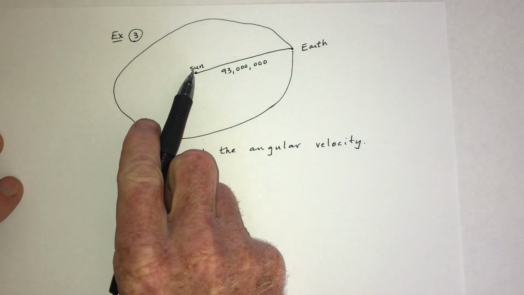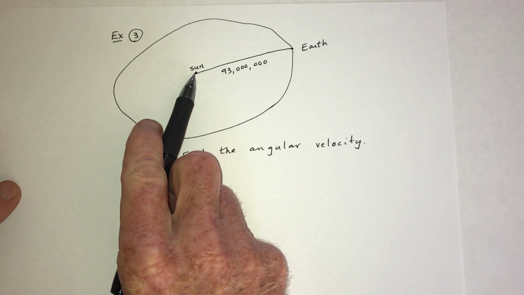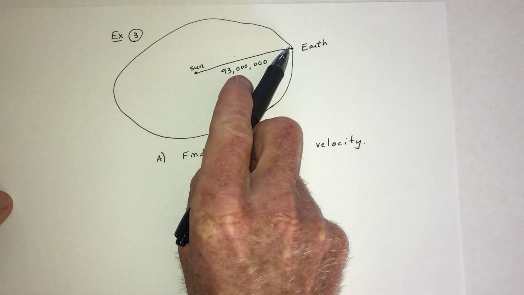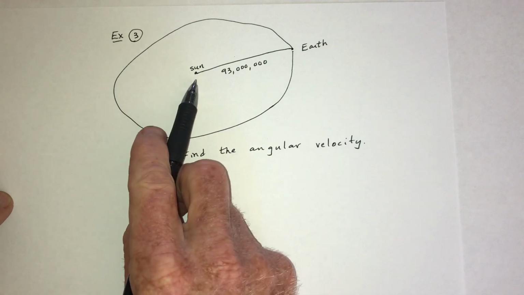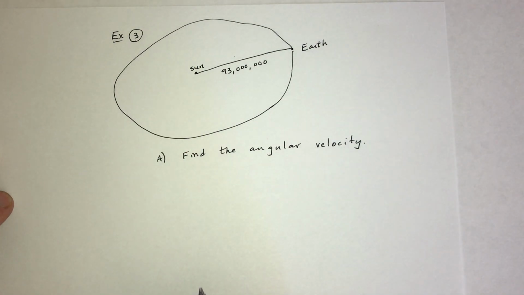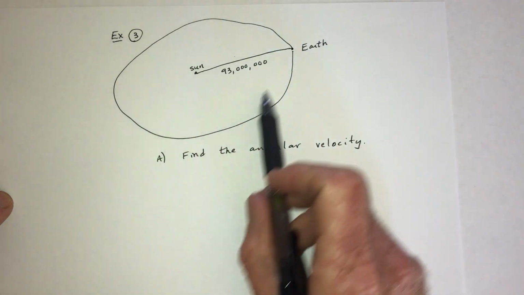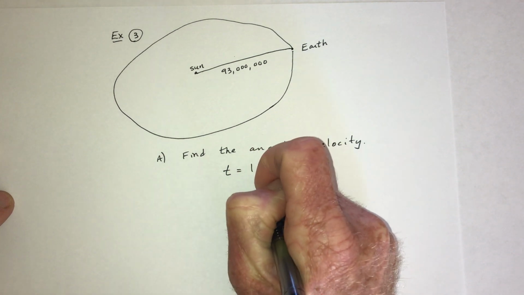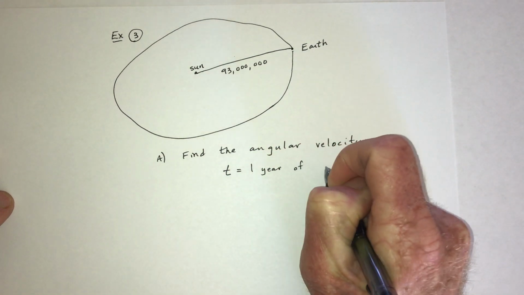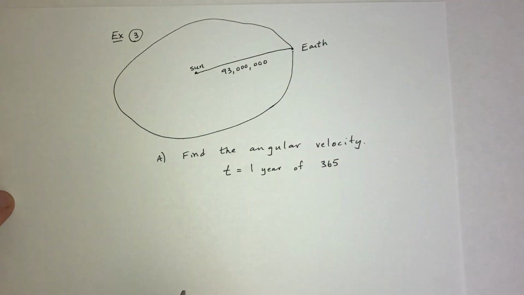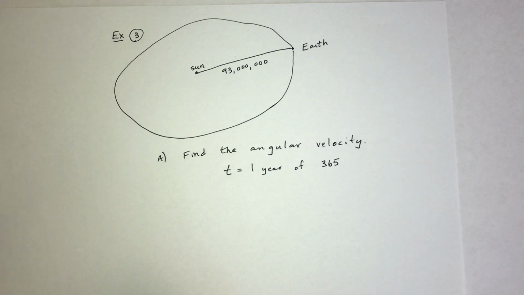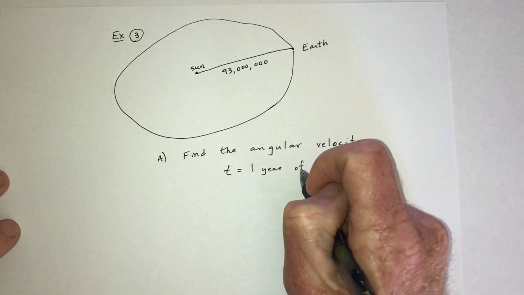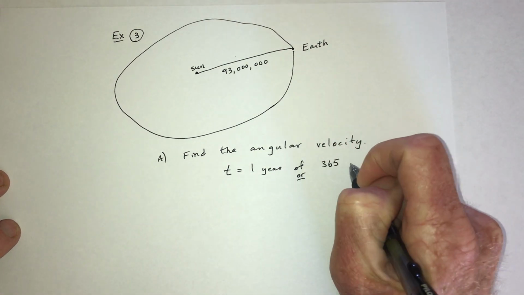In other words, if you were standing on the sun, be careful, it's a little bit hot, and you're watching Earth go around, then how fast do you have to spin around? Well, for the Earth to go around the sun, that's 1 year. Now, we usually say that there's 365 days in a year. It's actually 365.24 or something or other. I'm just going to go with 365 days.